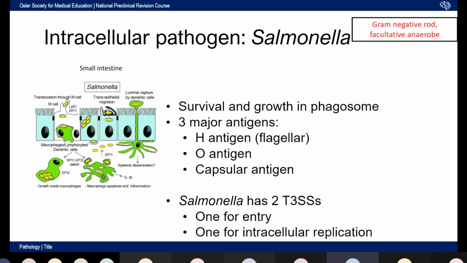Some examples. Salmonella is one that survives and grows in phagosomes. So Salmonella has three major antigens: the H antigen, which is flagella, the O antigen, and then the capsular antigen. And the different species of Salmonella are serotyped according to these three different antigens. And also Salmonella has two of the type 3 secretion systems we were talking about before. One of these is used for the entry of host cells, and another helps with intracellular replication.